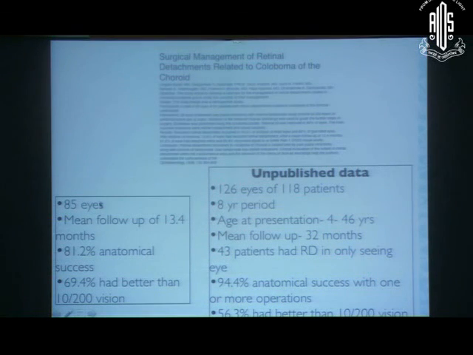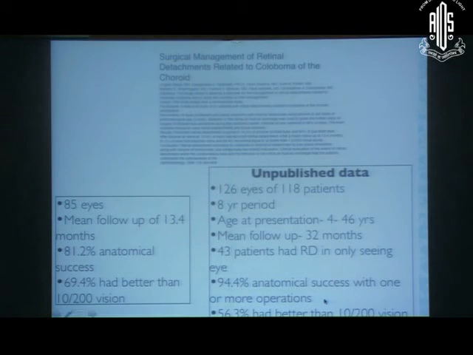Unpublished data: the published data was of 85 eyes, but the unpublished data, which is updated to 126 eyes of 118 patients over an 8-year period, with an age at presentation of 4 to 46 years and a mean follow-up of roughly 3 years, we found that 94.4% had anatomical success with one or more operations. Sometimes you may have to do a repeat surgery for the PVR process. And 56.3% are better than 10/200 vision, which is pretty good vision considering that the coloboma process could involve the disc and the macula.